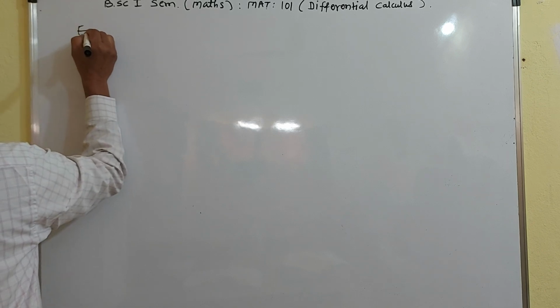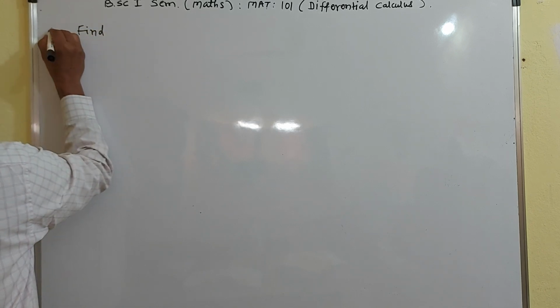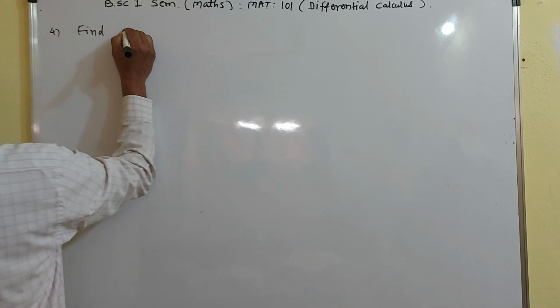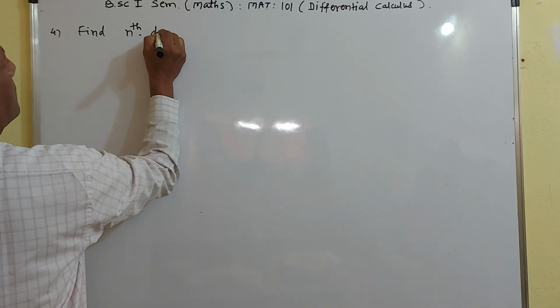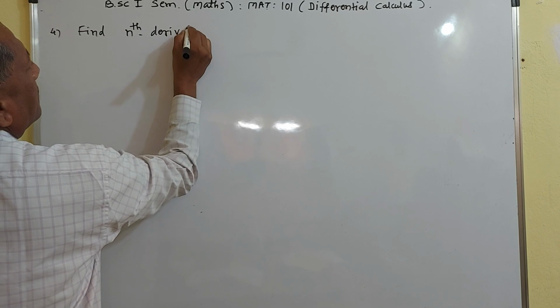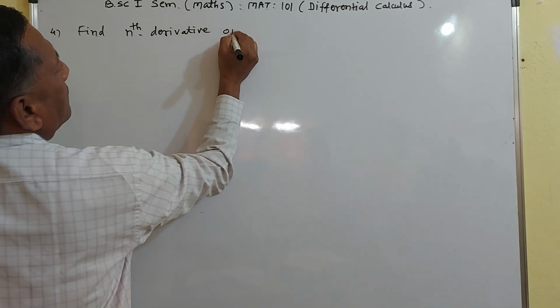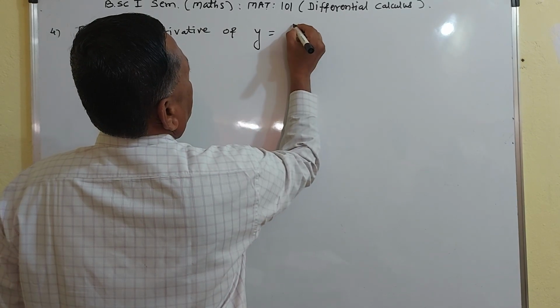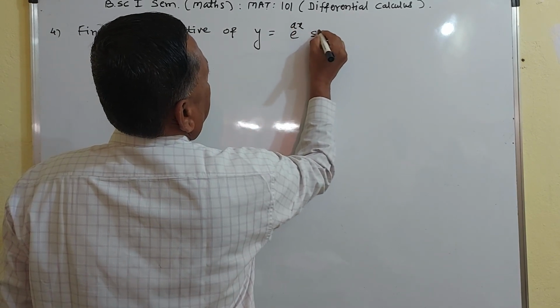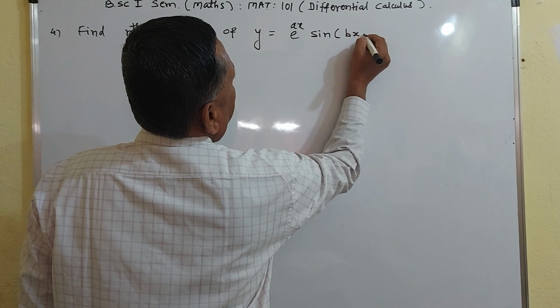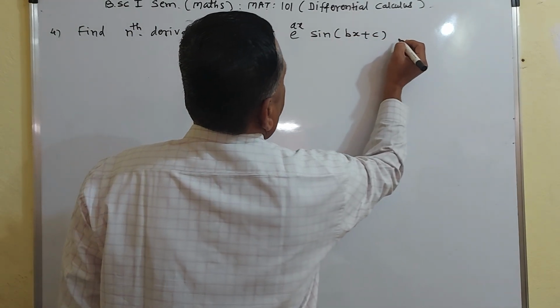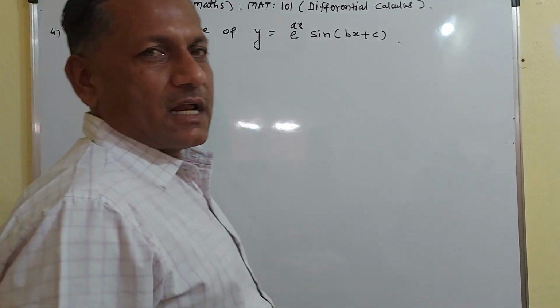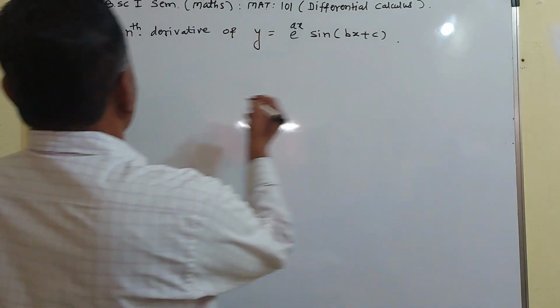Find the nth derivative of y is equal to e raised to ax into sine of bx plus c, where a, b, c are constants. Solution or proof.